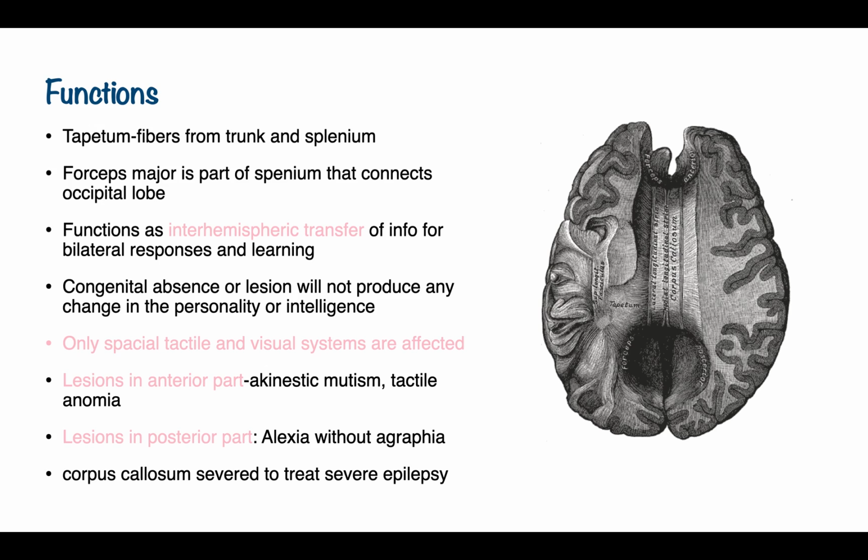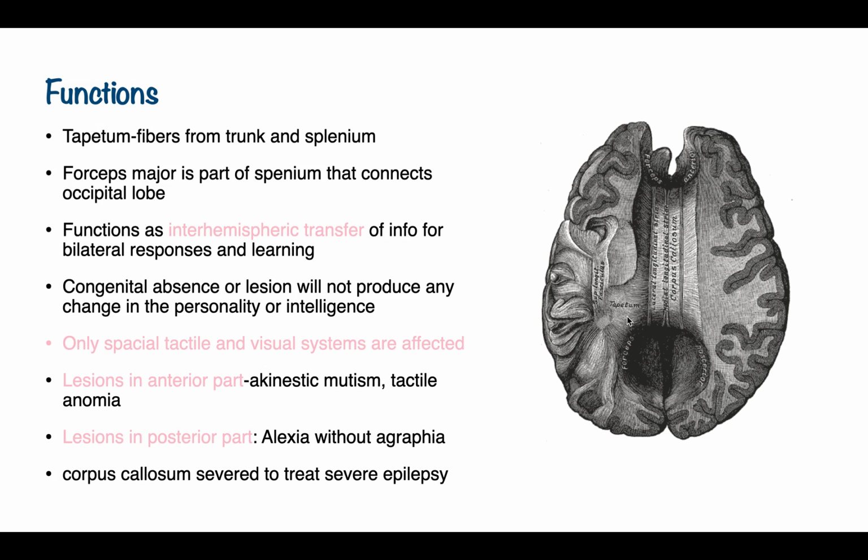Okay, so the tapetum are the fibers from the trunk and the splenium. The forceps major, here it is, forceps. Here's the tapetum right here. But the forceps major is part of the splenium that connects to the occipital lobe, and it works as an interhemispheric transfer of information for the bilateral responses in hearing.